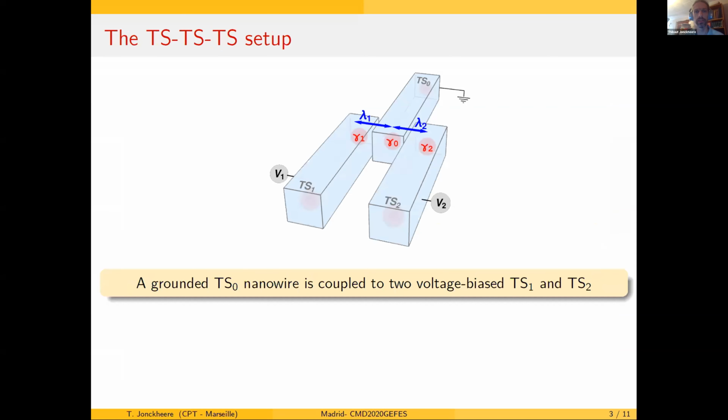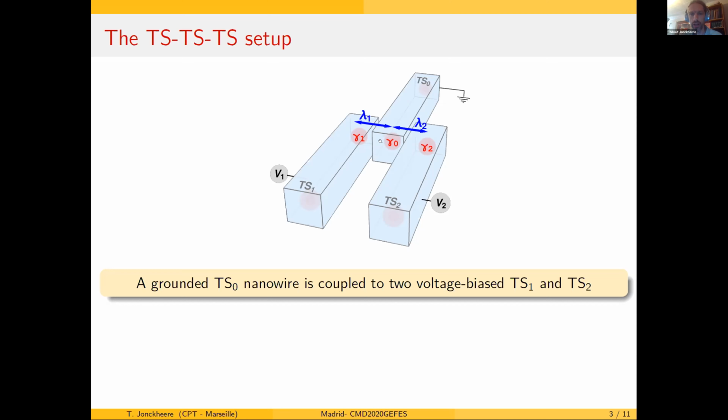So this is the very schematic view of the setup we are considering. We are taking three topological superconductor nanowires, a central one which is grounded, and which is coupled on the left and on the right to two other topological superconductors, which are placed at non-zero voltage V1 and V2.